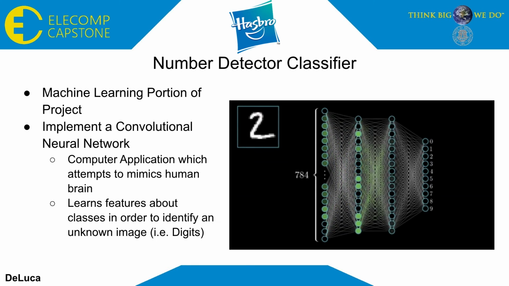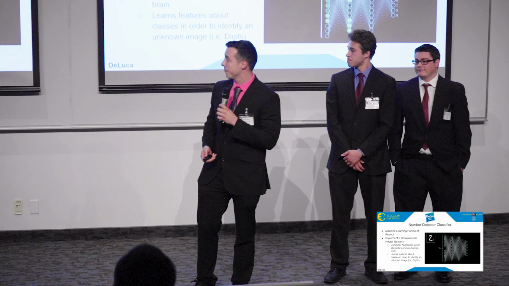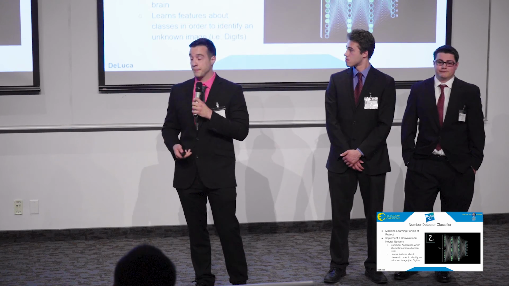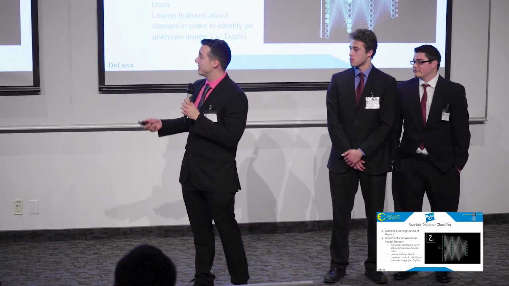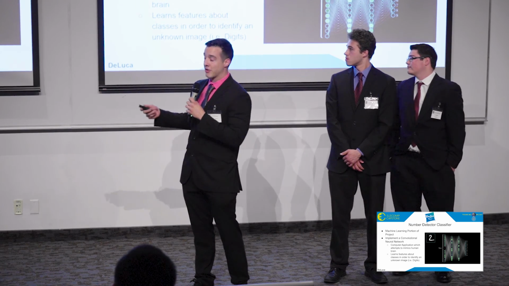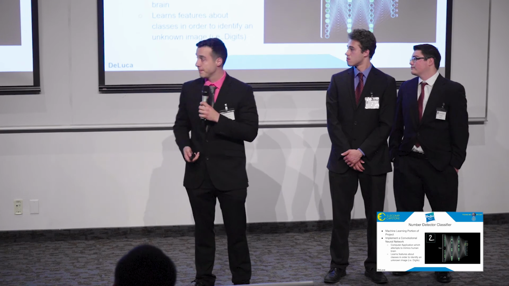Now, the actual classifier was by far the most complex portion of this project. We had to implement a convolutional neural network, which is a computer algorithm which attempts to mimic the human brain in decision and process making. We fed it a data set which it identifies and learns from, and then eventually can pick apart patterns in order to properly classify a digit.